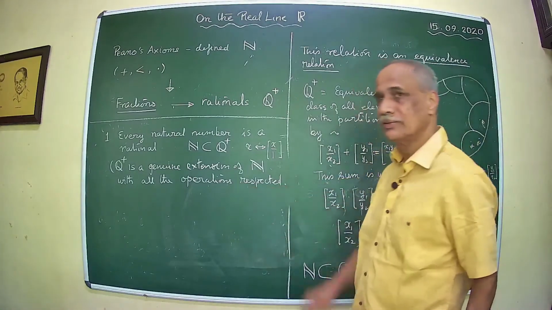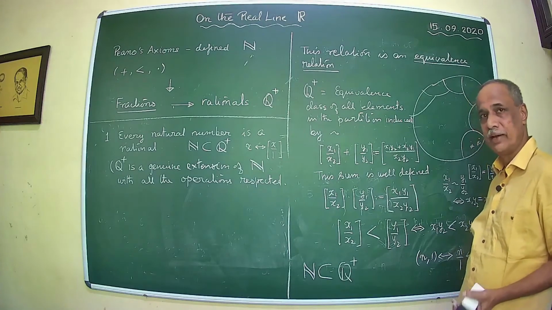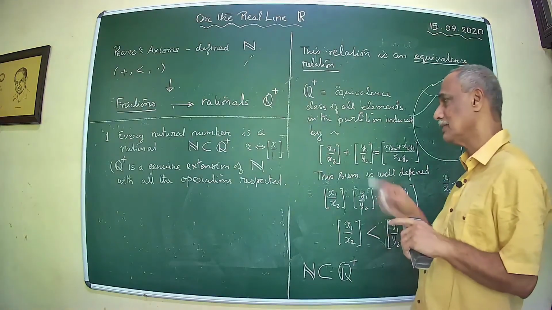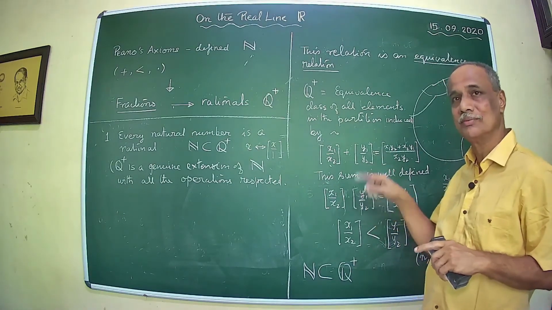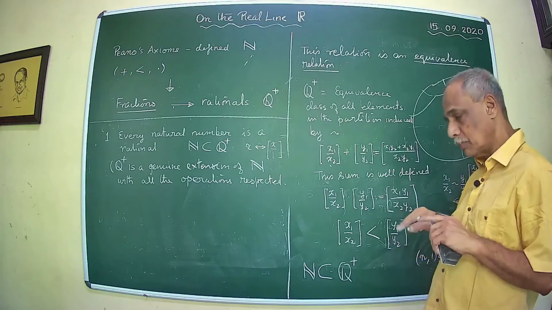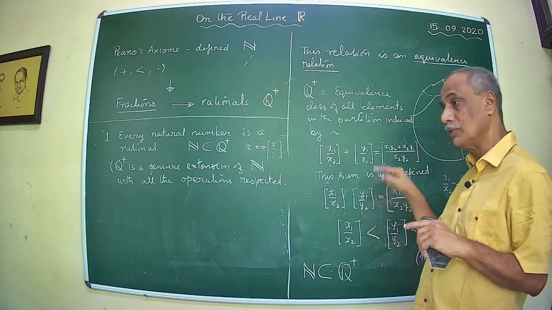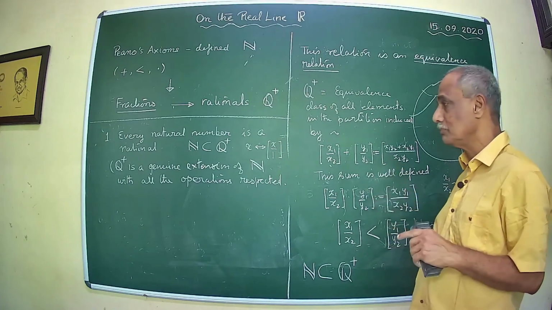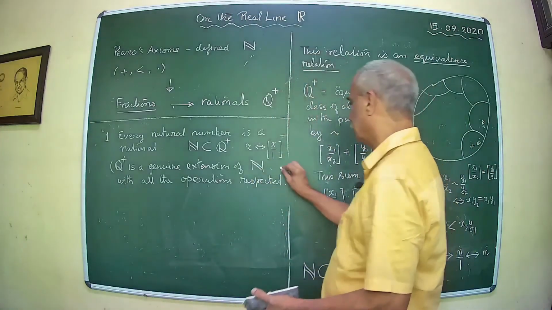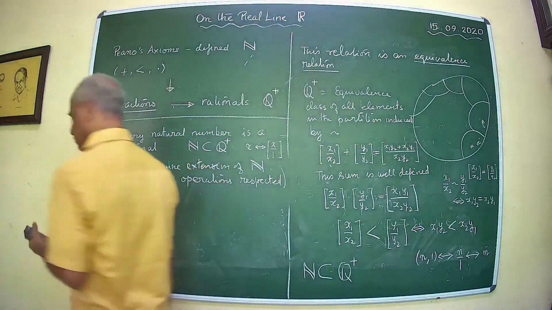What is the meaning of this one? Suppose I have 2, I know 2 is less than 5. 2 by 1, the block 2 by 1, is less than 5 by 1 also. So also I take 2 plus 3 equal to 5. The block 2 by 1 plus the block 3 by 1 will give you the block 5 by 1. Similarly about multiplication. That's the meaning: the operations are completely respected, or in other words, it is a structural extension of n.